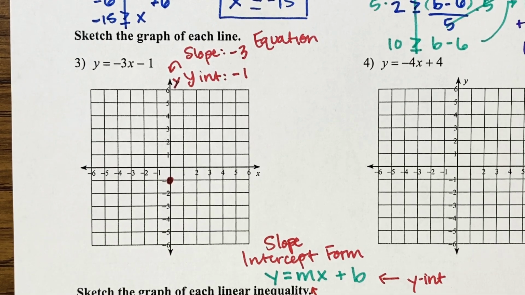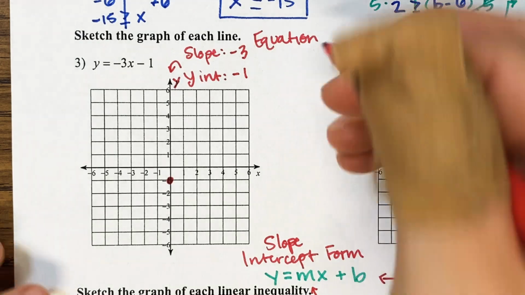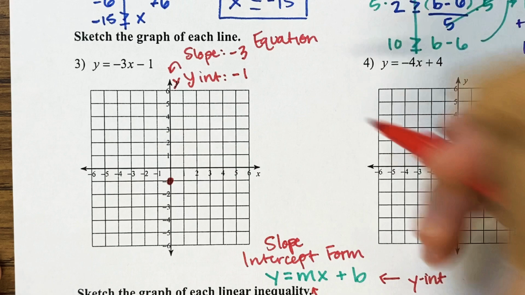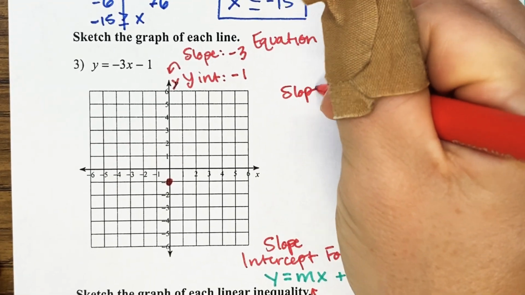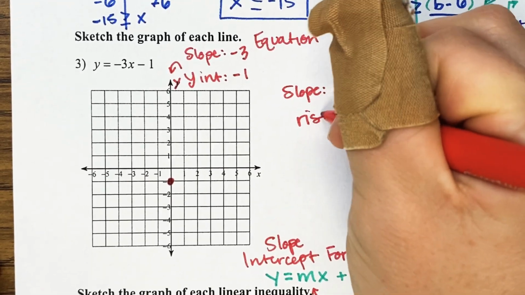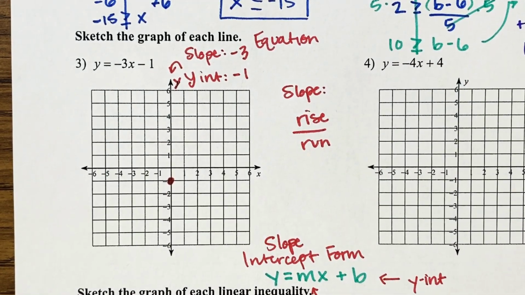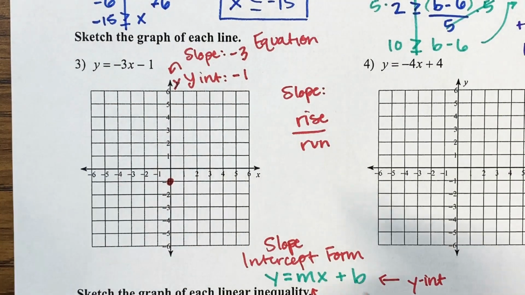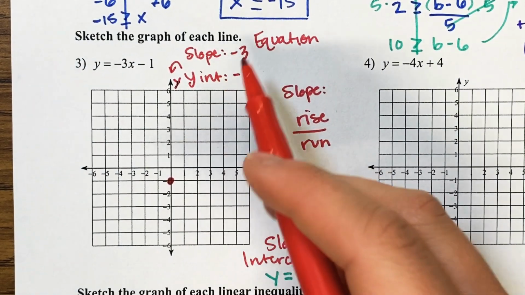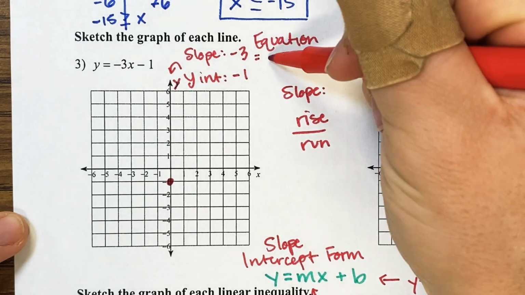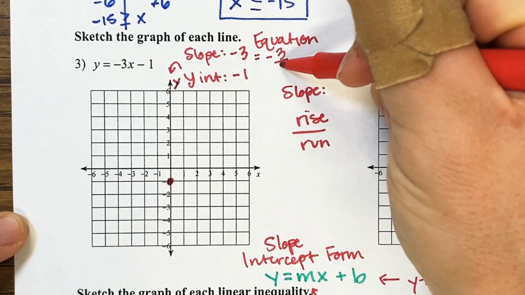Now we are going to use our slope to count to our next point. Do you guys remember, let's make another note on our paper. We'll just make it right here, that's fine. You remember slope is rise over run, so you always have to rise before you run. Sometimes it looks like a fraction, sometimes it doesn't. If it doesn't look like a fraction, remember -3 can also be written as -3/1.